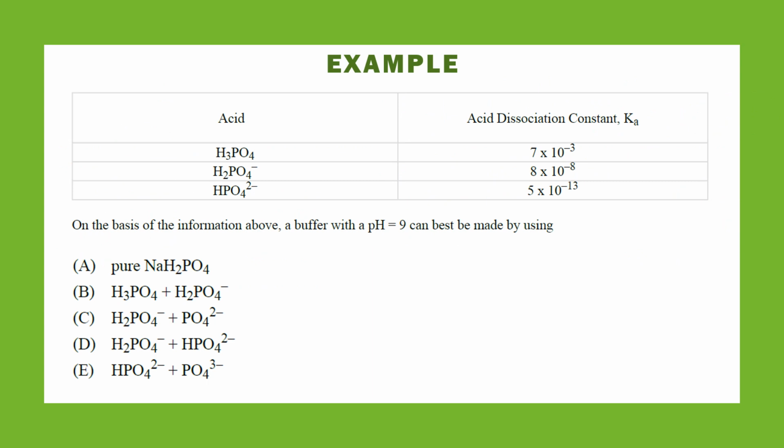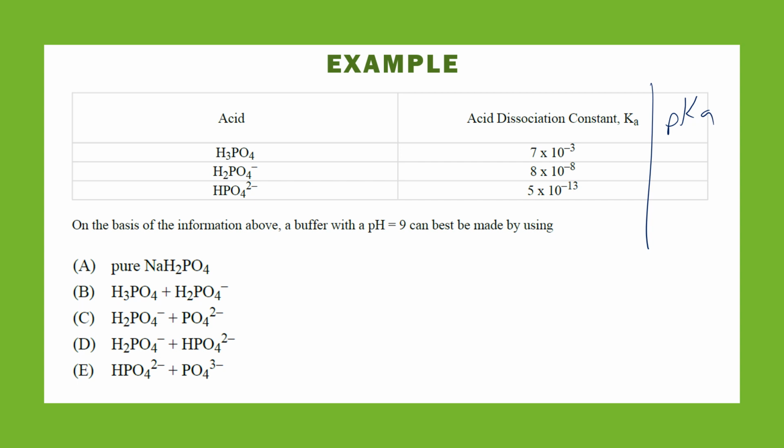Okay, so this is an interesting one because it has the 3 different acid forms for phosphoric acid, and the hydrogens leave sequentially, and they give us the Ka values for each of those sequential deprotonations. Now, a buffer of the pH of 9 can best be made by using what? You want a buffer where your pH is very close to the pKa. So let's go ahead and find our pKa values for each of these.